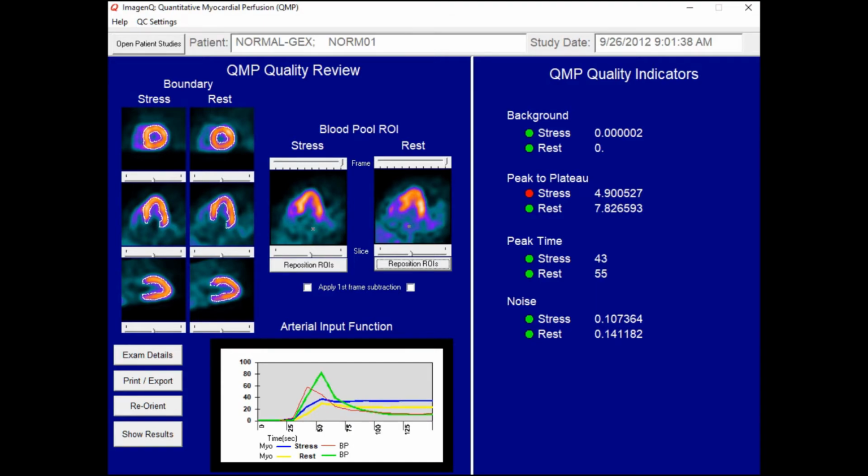The quality control features within the ImagenQ software package help the user identify the region of interest that is going to be used, as well as the location of the blood pool ROI. On the far left of the ImagenQ screen, we can see the short axis, horizontal, and vertical long axis slices. Surrounding these is the myocardial boundary.